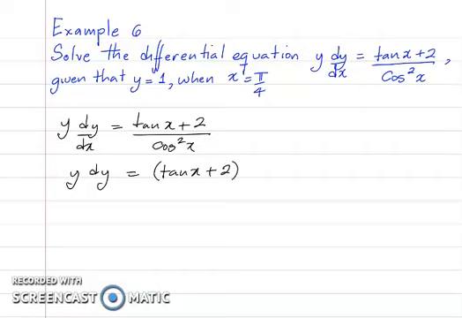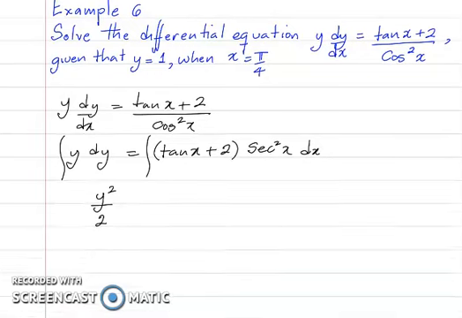Now 1 over cos squared x is the same as saying sec squared x. So this is sec squared x. All right, and I have dx here. Next, I'm going to integrate both sides. So to the left, I'm going to have y squared over 2. If I integrate y with respect to y, I'm going to get y squared over 2. I'm going to increase the power by 1 and divide by the new power.